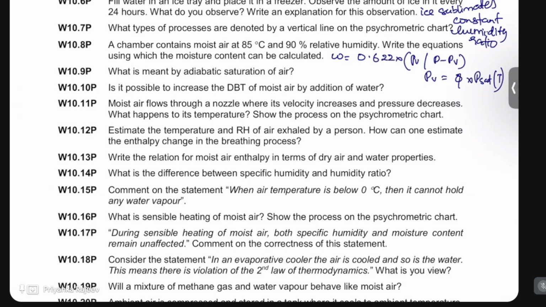What is meant by adiabatic saturation of air? Adiabatic saturation of air means it's a process where air is cooled and humidified adiabatically by evaporating water. By that process, it will reach the wet bulb temperature. The enthalpy is going to be constant. That is why it is called adiabatic.